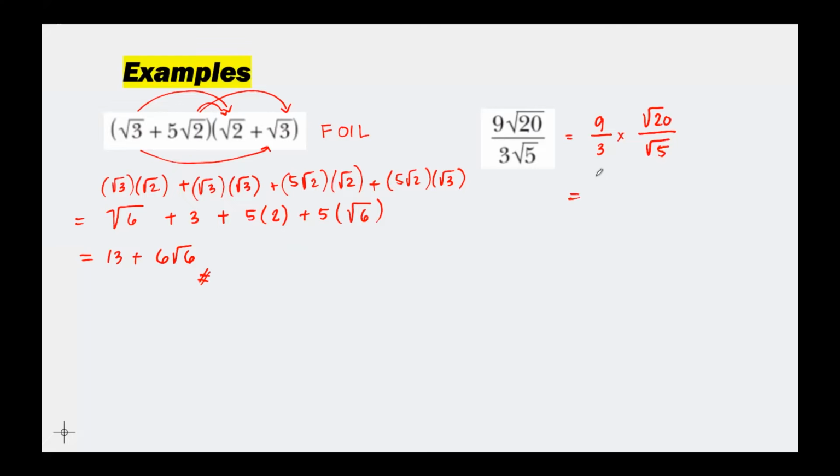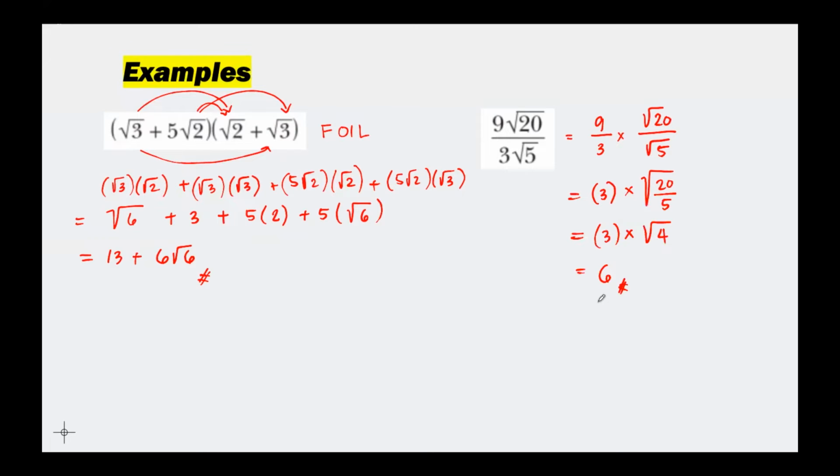So that gives us 9 divided by 3 is just 3. And this is the same index, so it's the same as taking the square root of 20 over 5. In other words, this is 3 times square root of 4, because 20 divided by 5 is 4, and square root of 4 is only 2, so we end up having positive 6 as our final answer. So these are the ways you can use the two methods that we did previously.